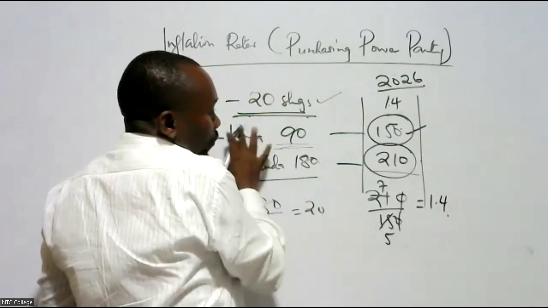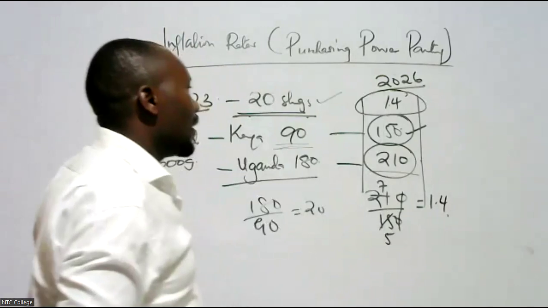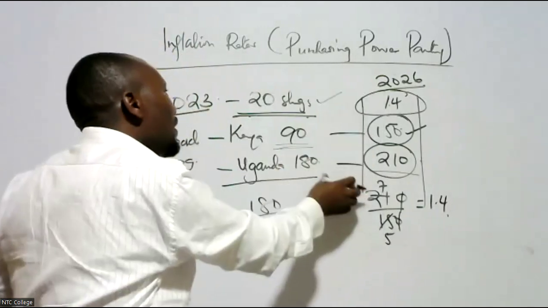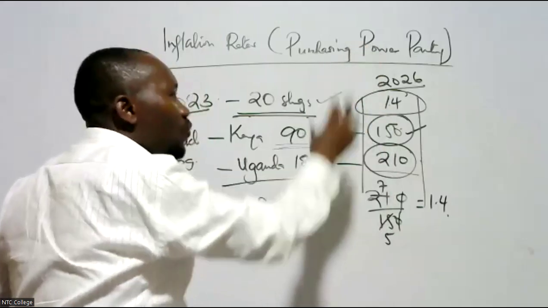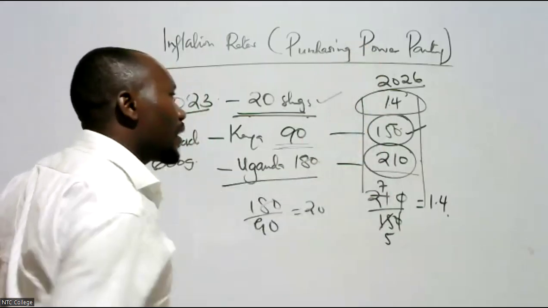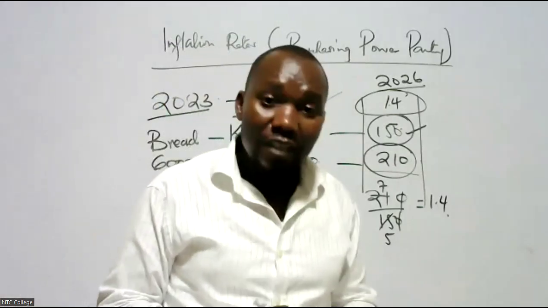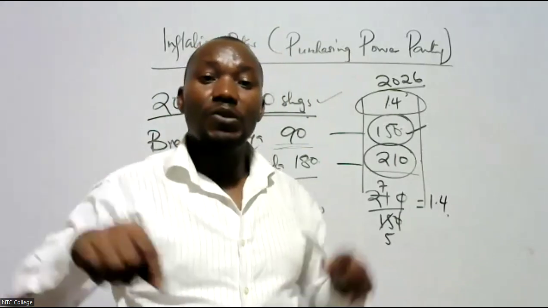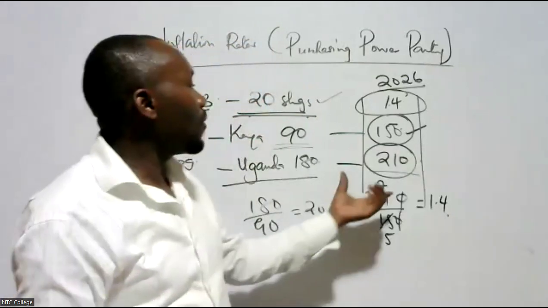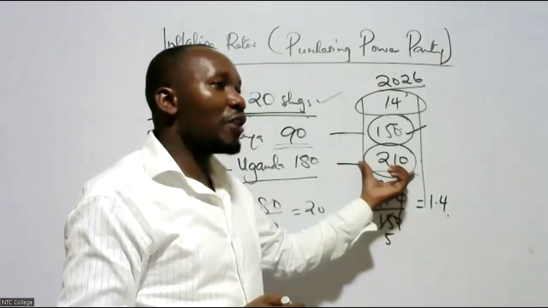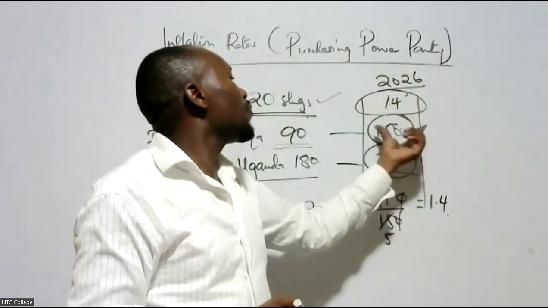Why? Because with the change in prices, the exchange rate has also changed. Otherwise, if there are changes in prices and the exchange rate is not changing, the purchasing power is not the same, it's not working. The purchasing power parity believes that at any given time, the price of a commodity in one country, when converted to the other country's currency, should be the same. So the price of bread in Uganda is 210. When you convert 210 to Kenya shillings, at that point with the existing rate, it is 150.